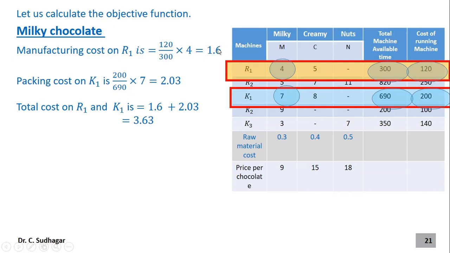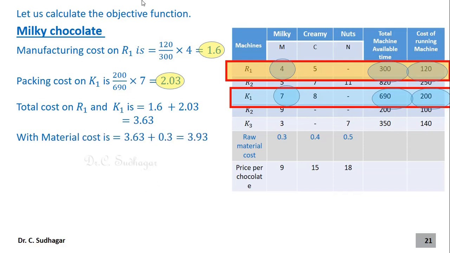Manufacturing cost of the mold is 1.6. Packing box machine running is 2.03. Therefore totally for the mold running and the packing cost, take these two numbers and add it, 1.6 plus 2.03, so this is 3.63. Now what is the material cost? That is the milk powder. The milk powder cost is 0.3 for one chocolate. So add that, 3.63 for the machine cost and 0.3 for the raw material cost. So 3.93 reals to make one chocolate.